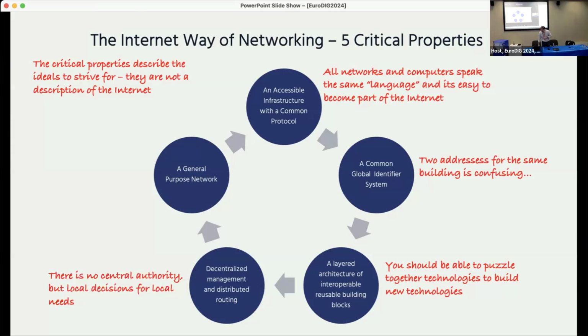Decentralized management: there's no centralized authority, but local decisions for local needs. You want an internet in which your local network is able to make the decisions that are best for it. It shouldn't be some central authority out there that tells your network how to best serve its customers. And finally, this general purpose network: the internet just moves bits and bytes. It's designed for nothing and everything. And that is a very important feature. We shouldn't lose that feature.